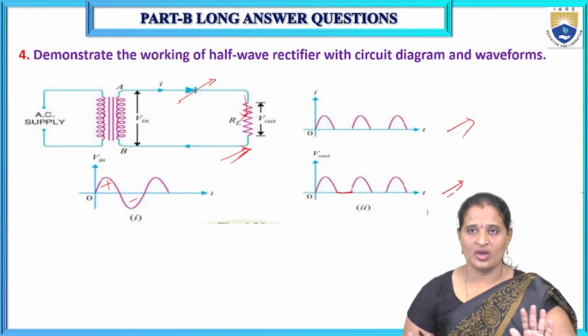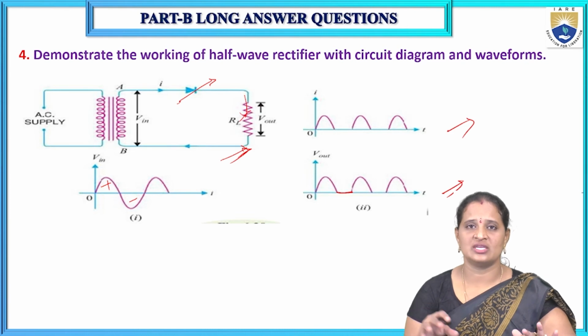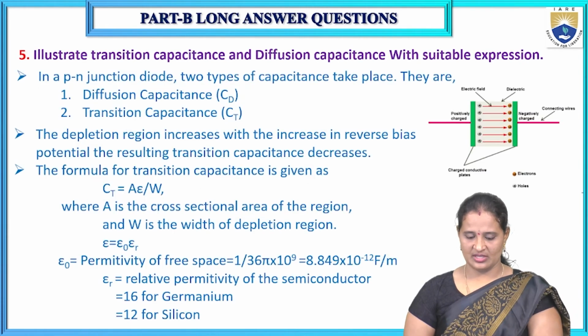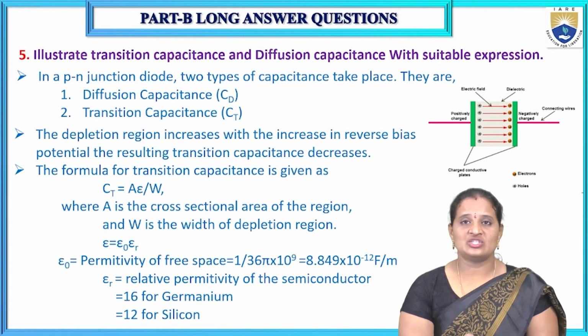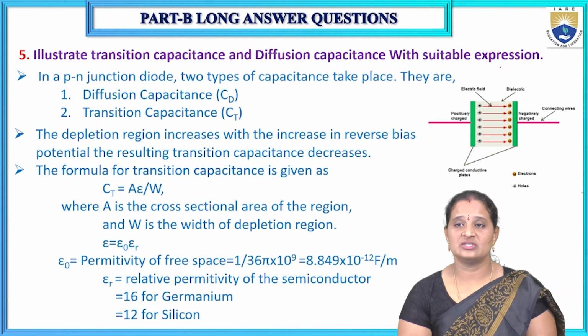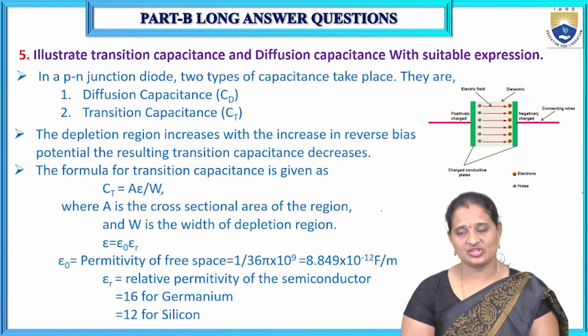That's it. No other analysis is required because he asked only to draw the circuit diagram and explain the operation with respect to the waveform. So just mention it. That's it. Now illustrate the transition capacitance and diffusion capacitance with suitable expression. So you just mention a PN junction diode.